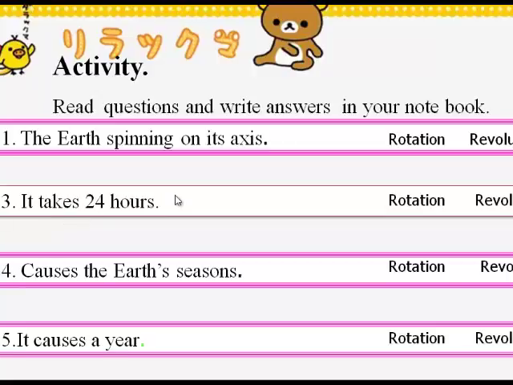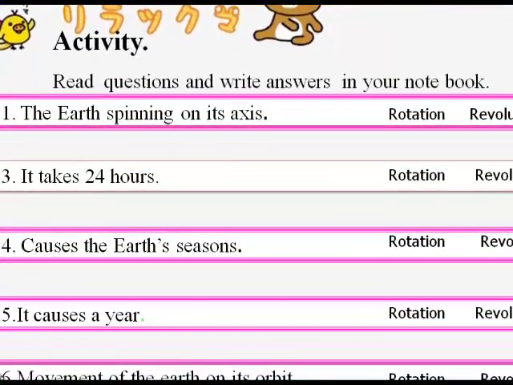It takes 24 hours. Rotation or revolution? It causes the Earth's season. So now you know whether rotation or revolution which causes the season. It causes a year. And finally, the movement of the Earth on its orbit. Rotation or revolution?